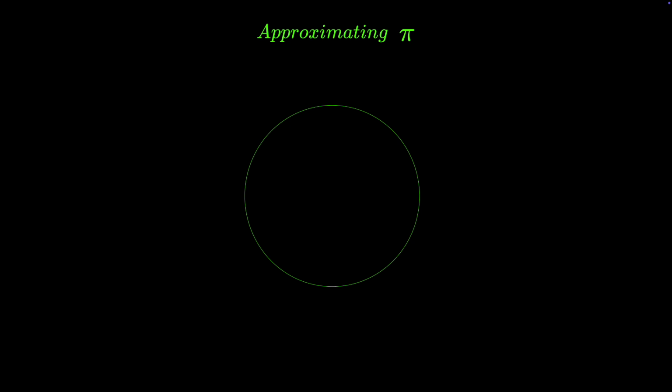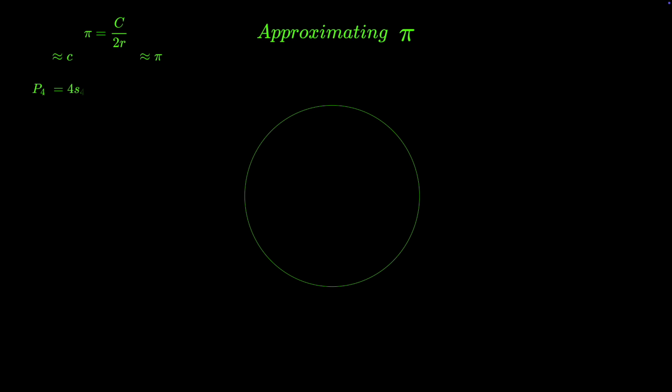This video describes a method of approximating pi. Pi is the ratio of the circumference of a circle to its diameter, or twice its radius. Approximations to the circumference can therefore be used to calculate approximations to pi.